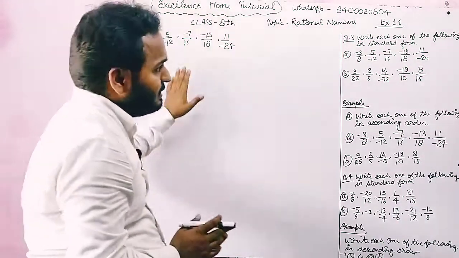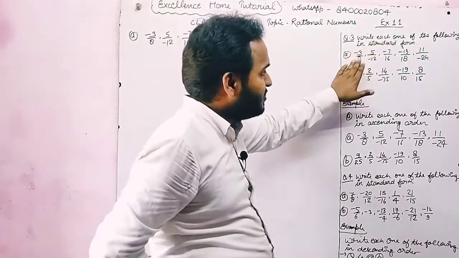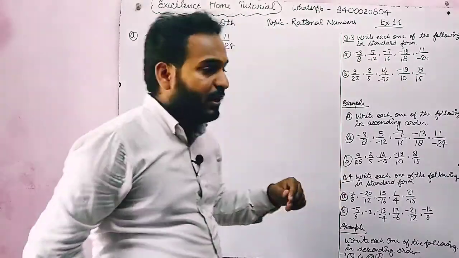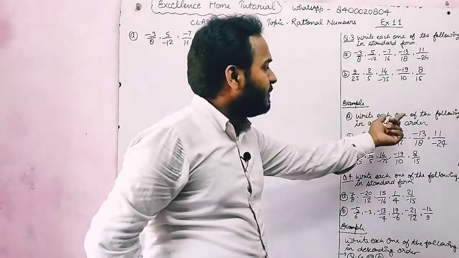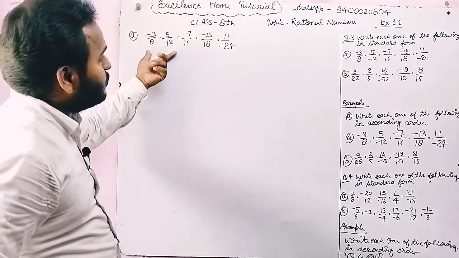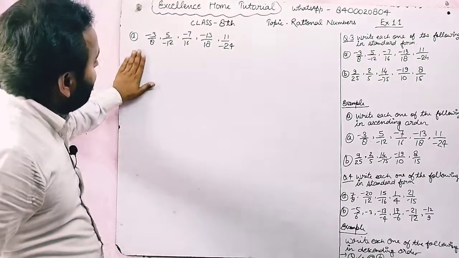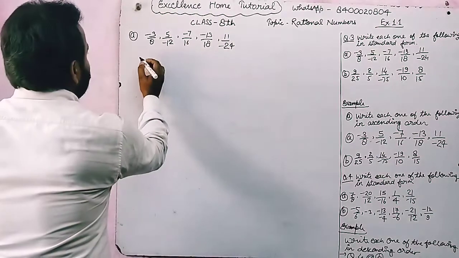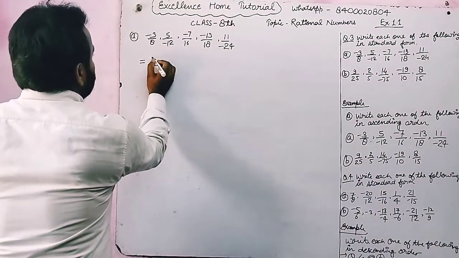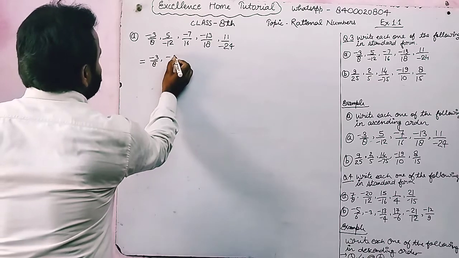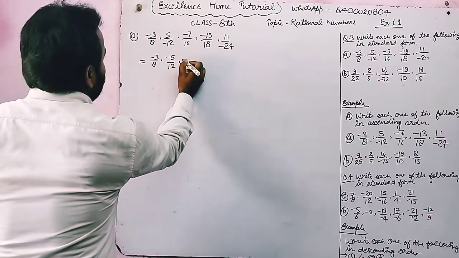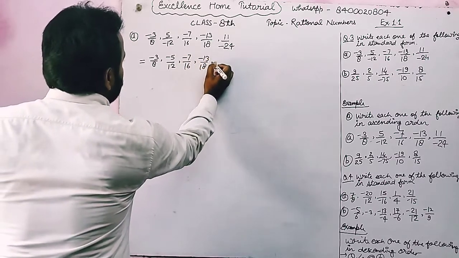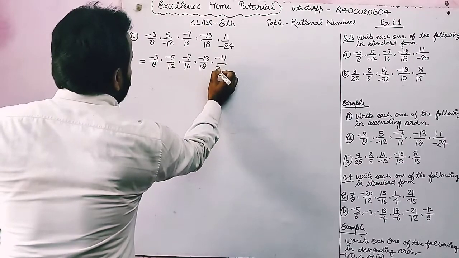If the question says write each of the following in standard form, then you write all in standard form. If the question says write each of the following in ascending order, then you proceed with this solution. Okay, in this question, first of all you have to make the denominators positive, that is minus 3 by 8, comma, minus 5 by 12, comma, minus 7 by 16, comma, minus 13 by 18, and minus 11 by 24.